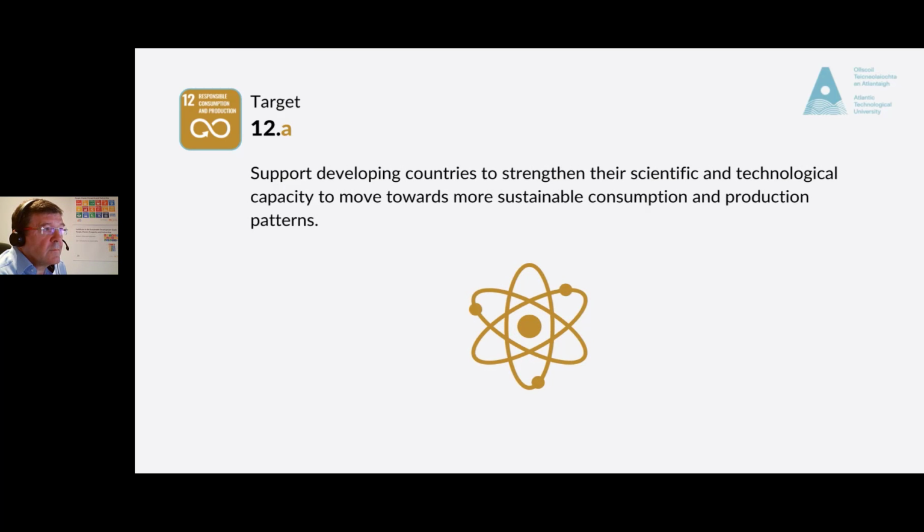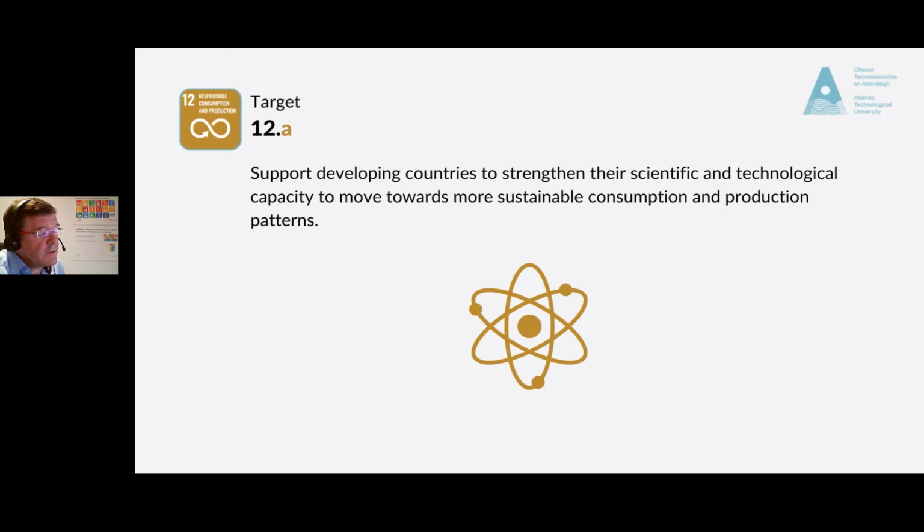Target 12A: Support developing countries to strengthen their scientific and technological capacity to move towards more sustainable consumption and production patterns. It's unfair to expect developing countries to make changes without support in funding and technology. The thing is, in most cases, these countries already consume less, and it does seem very unfair that they are often expected to make some of the bigger moves.